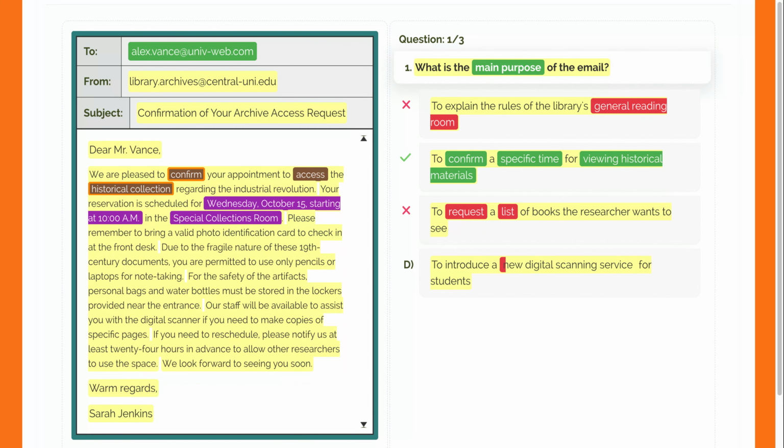Let's evaluate option D and see how it fits: to introduce a new digital scanning service for students. This option mentions a new digital scanning service. While the email does mention a digital scanner, it is just a small detail about what is available during the visit. The whole email isn't written just to announce a new service to students. It's too specific and misses the main point.